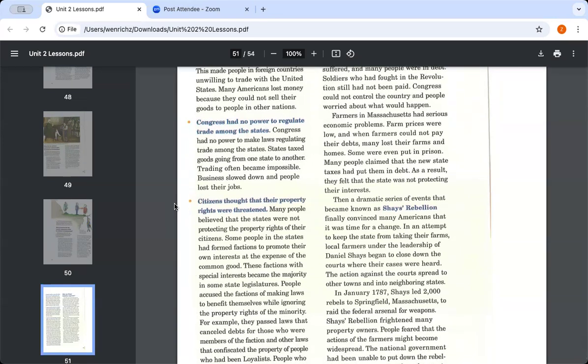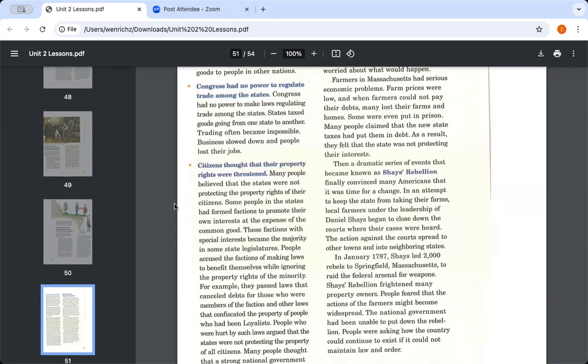Next, citizens thought their property rights were threatened. Many people believed that the states were not protecting the property rights of their citizens. Some people in the states had formed factions to promote their own interests at the expense of the common good. These factions with special interests became the majority in some state legislatures. People accused the factions of making laws to benefit themselves while ignoring the property rights of the minority.